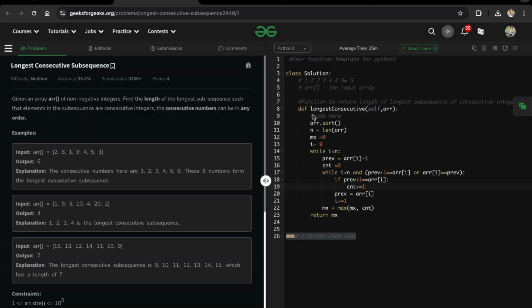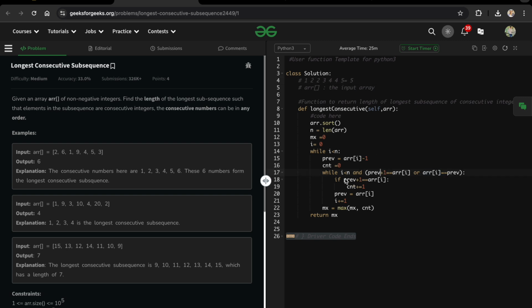So what we have done is we just sorted the array. After that, we have taken a max, which will be storing the maximum length. After that, we are just doing a while loop. We have taken a previous. After that, we are checking whether the previous plus 1 is equal to the current array element, or the current array element is equal to the previous one. That is for the case when we have duplicate, the same elements.